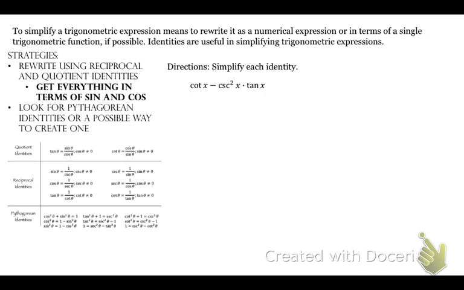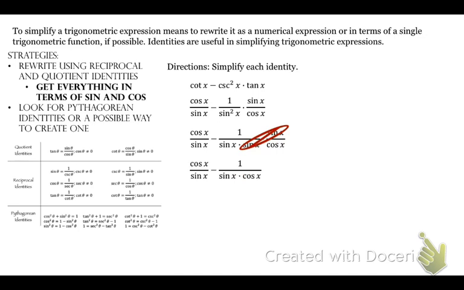Okay, this one, change everything to sines and cosines. And cotangent, I would always use this one over this one. Always, always, always. Same thing, use this one over this one. So cotangent is cosine over sine, minus cosecant squared of theta, which is 1 over sine squared of theta. And then tangent is sine over cosine. Now I'm going to write that sine squared of theta as sine of theta times sine of theta, so I can see that those sines of theta are going to cancel. So I'm left with cosine of x over sine of x minus 1 over sine of x times cosine of x.